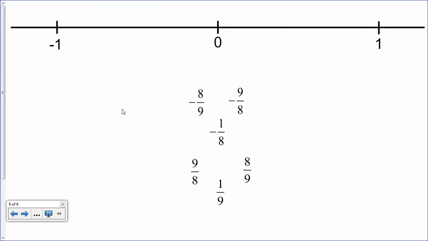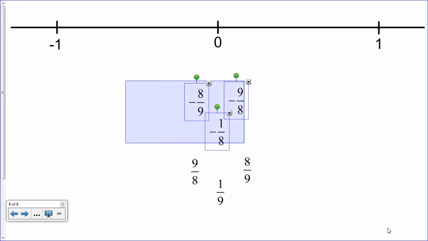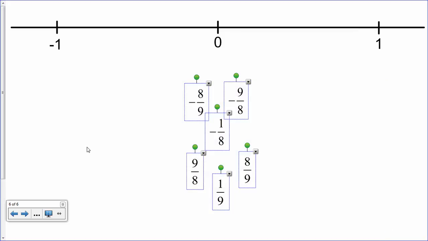Okay, so we've got a number line here, and we're only focusing on the area near zero on the number line. We've got 0, 1, and -1, and I've got 6 fractions down here. You'll notice immediately that 3 of these fractions are negative and 3 of them are positive.